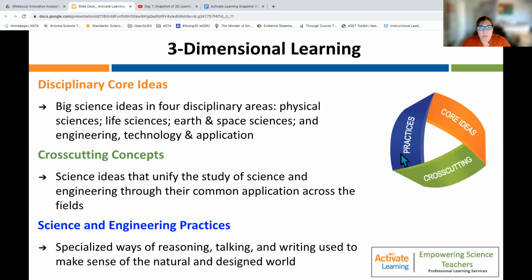And finally, the blue part, the verb of our standards, the active doing part, where students are asked to have specialized ways of reasoning, talking, and writing. This is about using those practices to make sense of the natural world when we look at phenomena, and the designed world when we're defining problems and solving them.